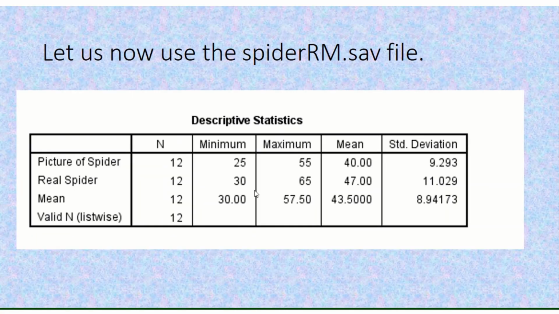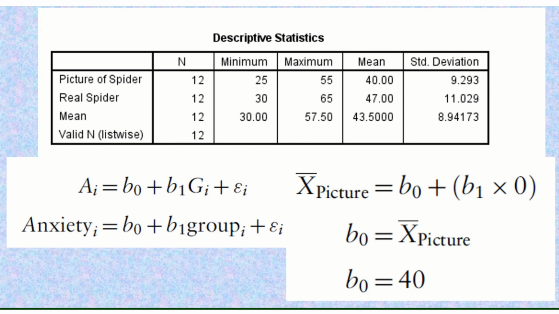For our descriptive statistics, let's take a look here, focusing on the mean. For the picture of the spider, the mean is 40, while the mean for the real spider is 47. We can also see here that we have a total of 12 participants. Now, using those data, let's use them in our general linear model equation.